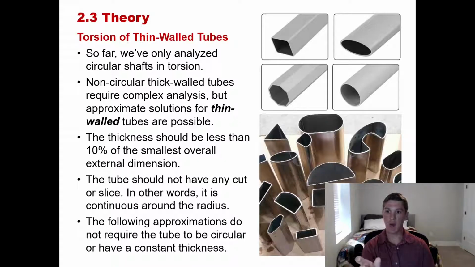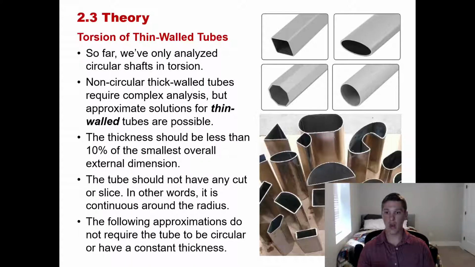If I have a 2-inch diameter pipe, my wall thickness needs to be less than 0.2 inches. In fact, 0.2 inches is almost a quarter of an inch, and you're really kind of pushing it. I would say well less than 10% in order for these assumptions to hold true. Okay, we have some examples of some thin-walled tubes shown on the right.